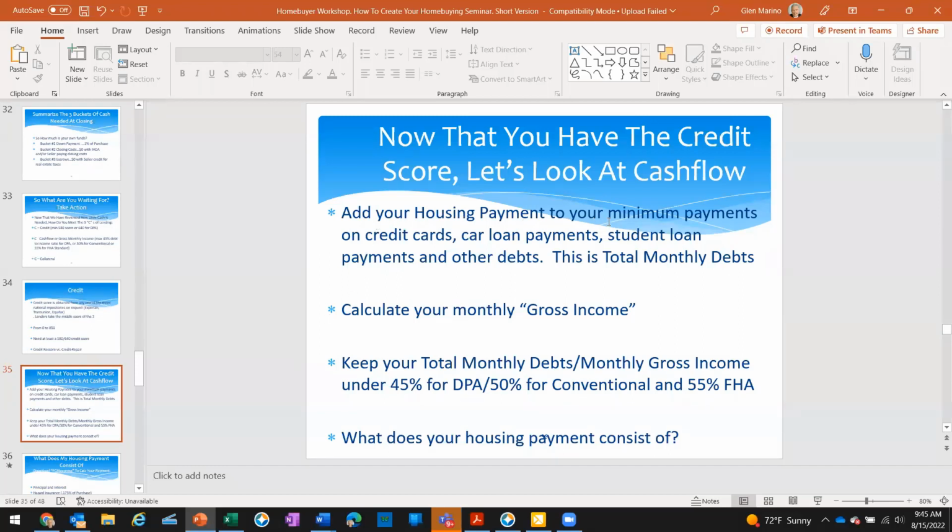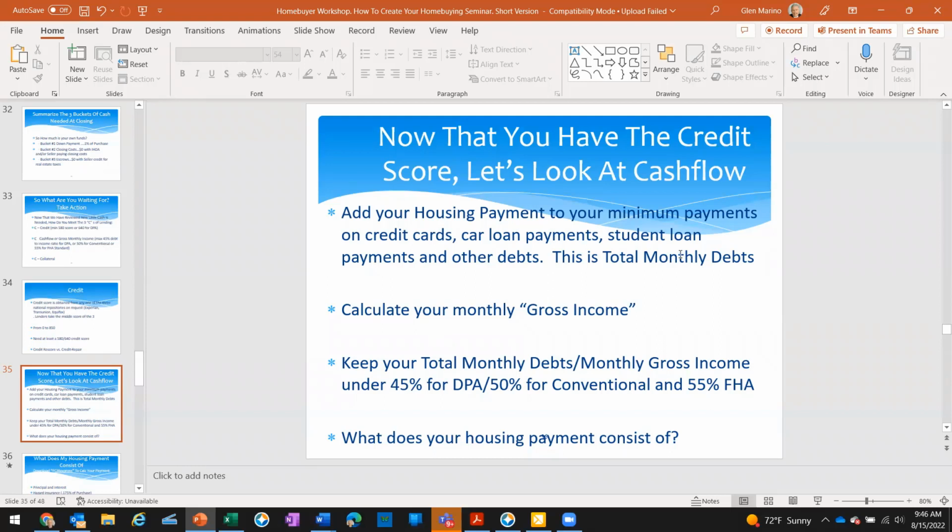So what you're going to do is add your housing payment to your minimum payment for credit cards, car loan payments, student loans, and other debts. This is called your total monthly debts. So again, going back to the housing payment, which was about $2,600, you're going to add in your minimum payment on credit cards. Maybe it's a couple $100. Maybe you have a car payment, maybe you don't. Maybe you have student loans, maybe you don't. And you're going to add them all up, and that's your total monthly debts.